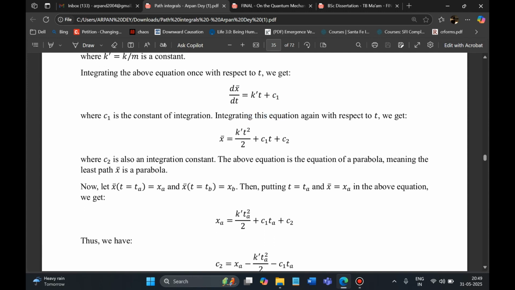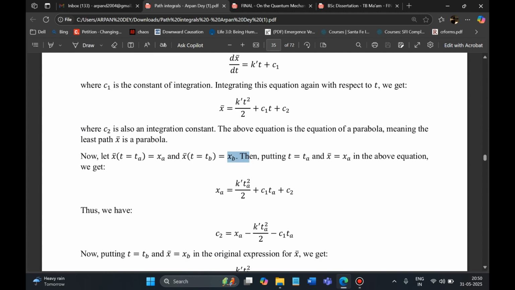Now we will integrate this again with respect to time. Then we will be left with x bar equals k prime t squared over 2 plus c1 t plus a second integration constant c2. Now this is the equation of a parabola. Suppose you are plotting x versus t. Then you see x is a function of t squared. This is not exactly a parabola because we also have a linear term, but it will resemble a parabola, right? So that means the least path x bar is a parabola in this case.